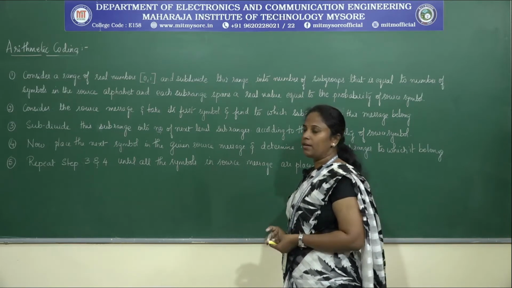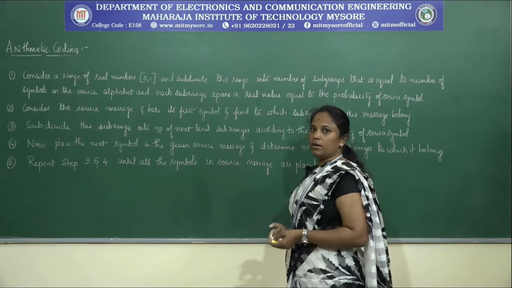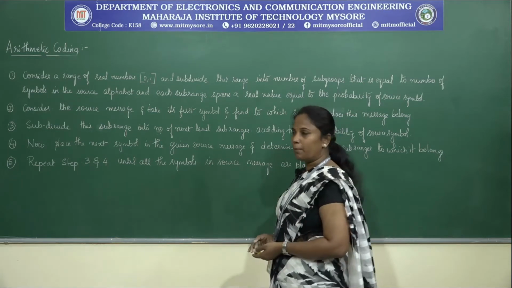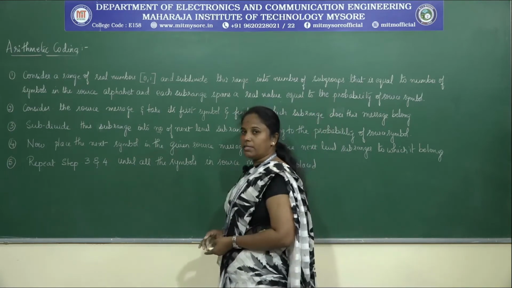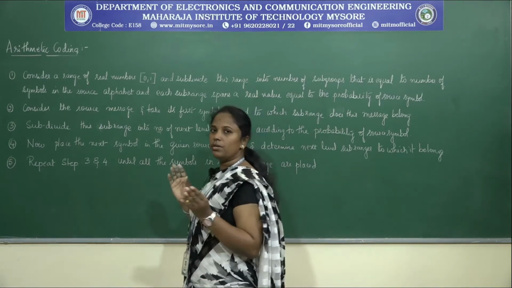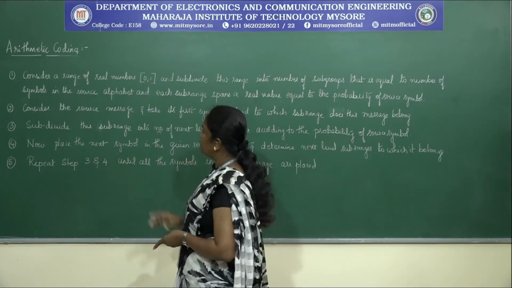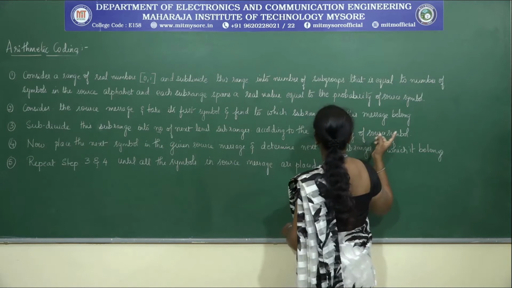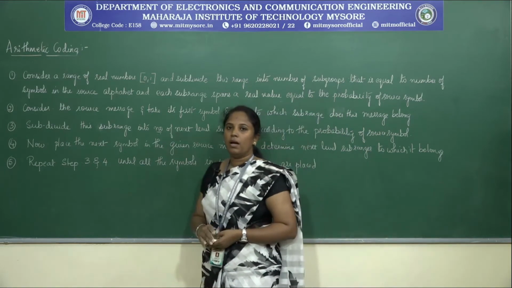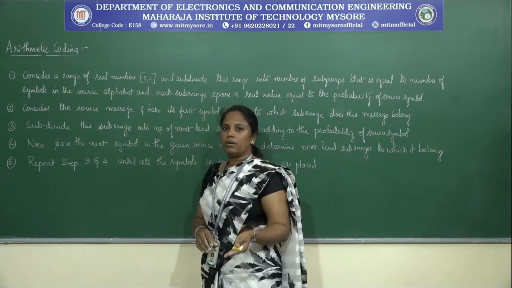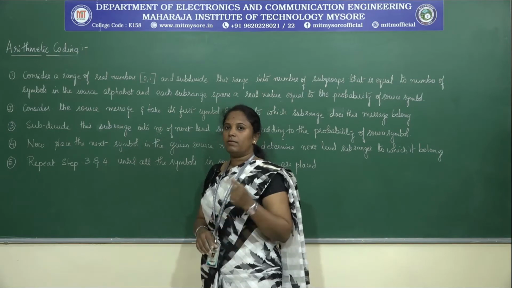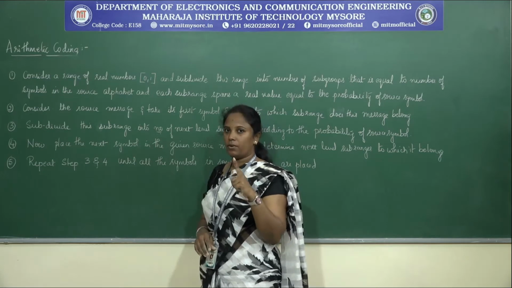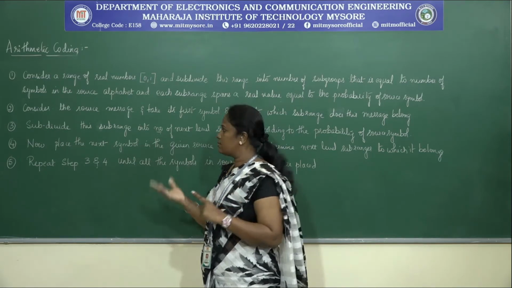In the problem, you will be given the source alphabets and the corresponding source symbol probabilities. Considering that, you are going to divide the range. Then consider the source message, take its first symbol, and find to which subrange this symbol belongs. That means, for the character you need to encode, consider where it is placed and what its range is. Considering that range, you are going to go for the next stage.